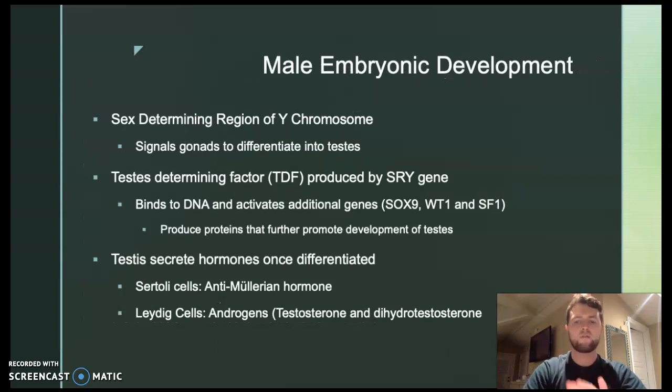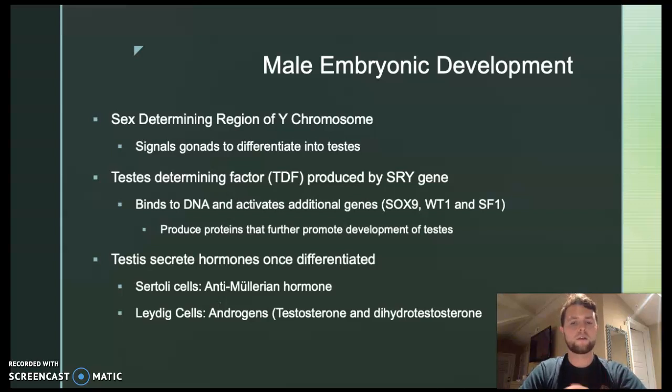So to kick that off, we'll start by focusing on male embryonic development. Sex determination can be boiled down to the presence or absence of a specific gene called the sex-determining region of the Y chromosome, or SRY gene for short. If this gene is present and working, the bipotential gonads will differentiate into testes. If it is not, however, female-specific genes will express themselves and the gonads will differentiate into ovaries.